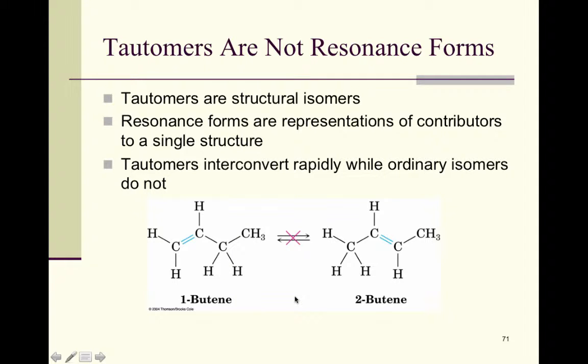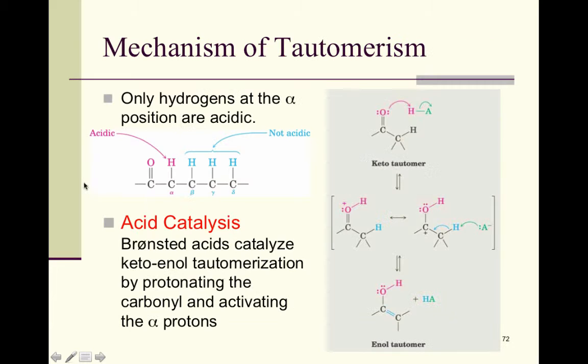Tautomers interconvert rapidly while ordinary isomers do not. Here are two ordinary isomers. These are not tautomers of each other. 1-Butene does not convert to a 2-butene. So the difference between ordinary isomers and tautomers: they are both structural isomers, but tautomers can interconvert to each other rapidly. Again, ordinary isomers cannot.